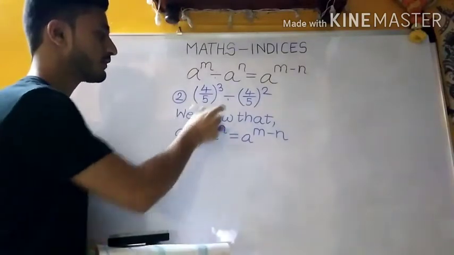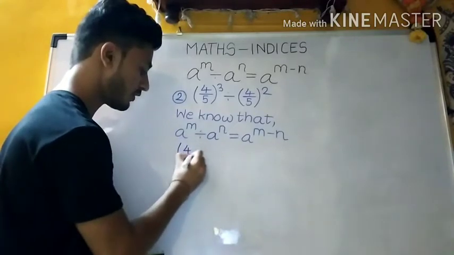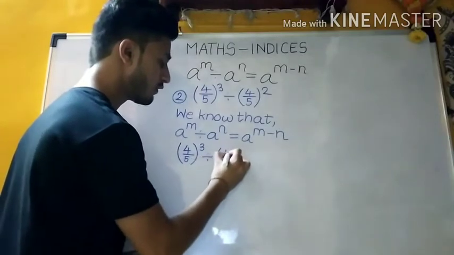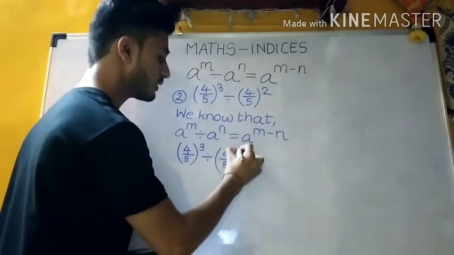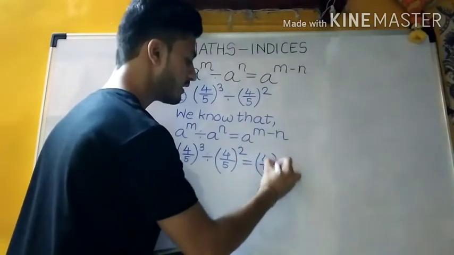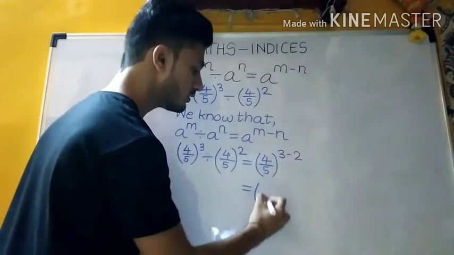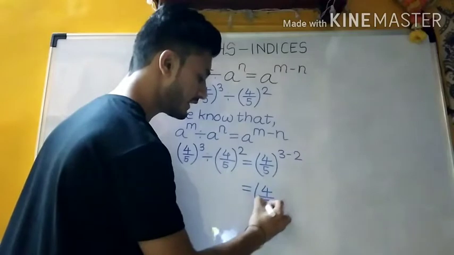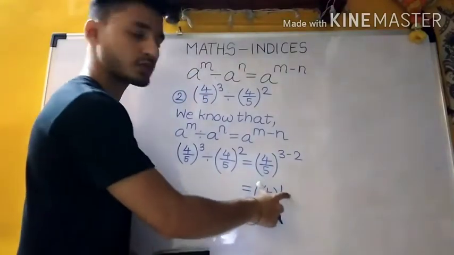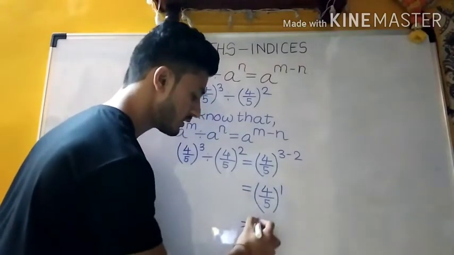Okay, now we'll write the question in the form of formula, that is (4/5)^3 divided by (4/5)^2 is equal to (4/5)^(3 minus 2). So the answer is (4/5)^(3 minus 2), which is (4/5)^1. So whenever the power is 1, we are going to write the number itself. So it will be 4 upon 5.